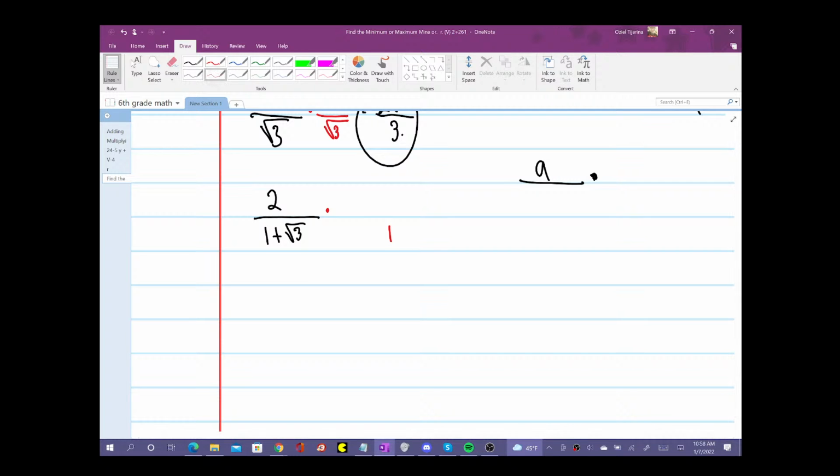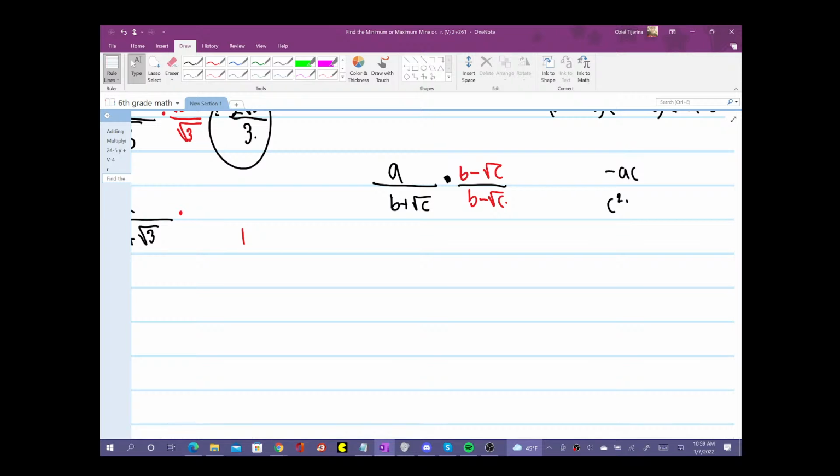So when it's like this, when it's a over b plus the square root of c, this is going to be equal to, so it's going to be b minus square root of c over b minus square root of c on top and bottom, which means you have a times b minus square root of c over b squared minus c. I believe that's what it is.